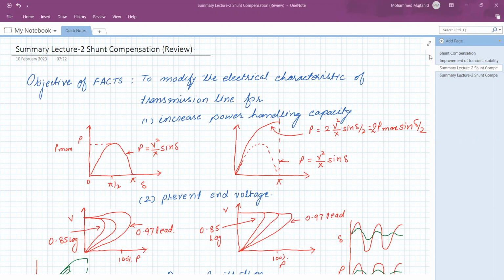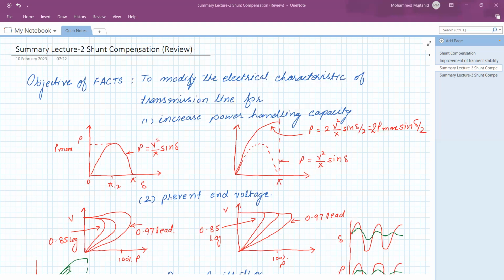Our objective of FACTS devices is to modify the electrical characteristics of the existing transmission line because on the one side we are increasing the generation, but the evacuation facility, to transfer the electrical power from the generating station to the load center, the main link is the transmission line. To erect a new transmission line, the cost as well as land and many things are required. So it is better to modify the electrical characteristics of the existing transmission line to obtain some points.